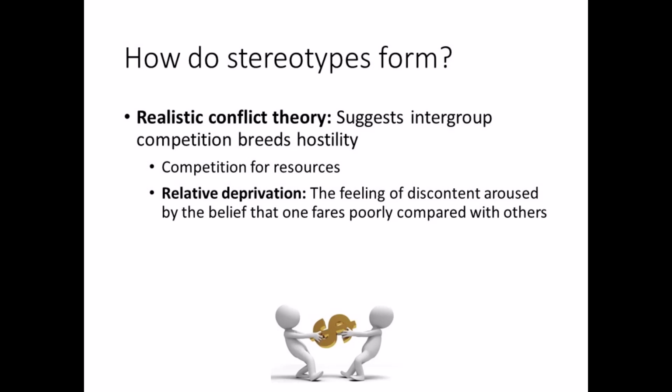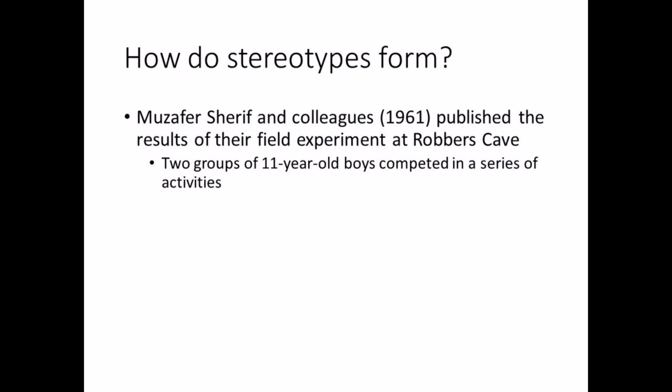Prejudice can also be caused by perceptions of relative deprivation. That is, the feeling of discontent aroused by the belief that we are worse off than other people. In 1961, Muzafer Sherif and his colleagues published the results of a field experiment they had conducted at Robbers Cave, a state park in Oklahoma.